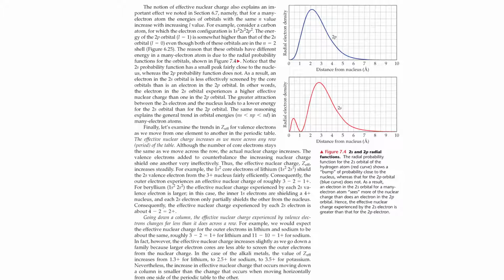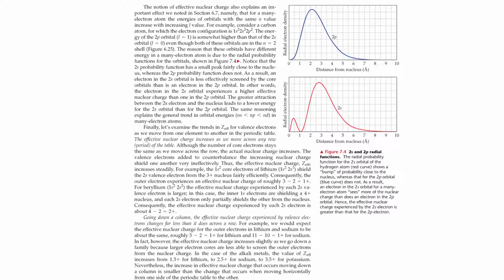Finally, let's examine the trends in effective nuclear charge for valence electrons as we move from one element to another in the periodic table. The effective nuclear charge increases as we move across a row or a period of the table. Although the number of core electrons stays the same as we move across the row, the actual nuclear charge increases. The valence electrons added to counterbalance the increasing nuclear charge shield one another very effectively. Thus, the effective nuclear charge increases steadily.